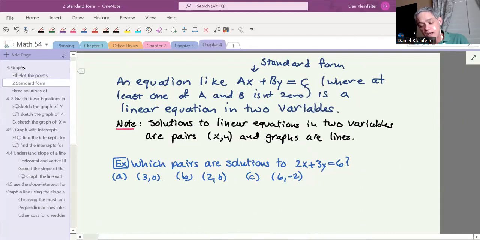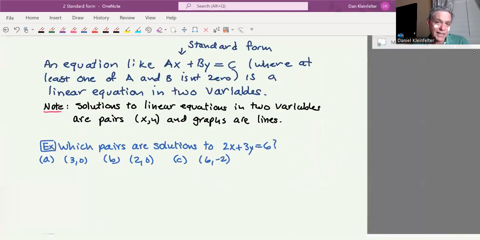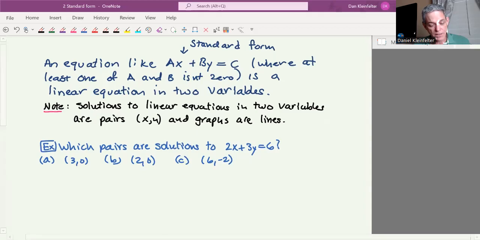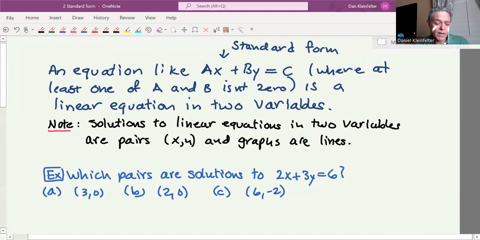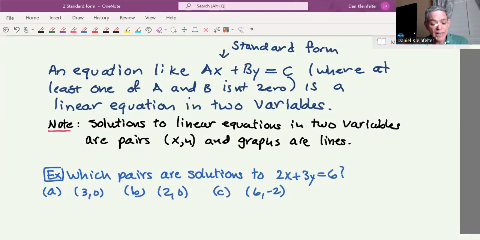One of the main uses we have for the XY plane, at least at this point, is to draw pictures of solutions of equations in two variables. So we need to talk about equations in two variables next. So definition, an equation that looks like ax plus by equals c, where at least one of a and b is not 0, is called a linear equation in two variables. It's two variables, x and y. That's where that comes from.